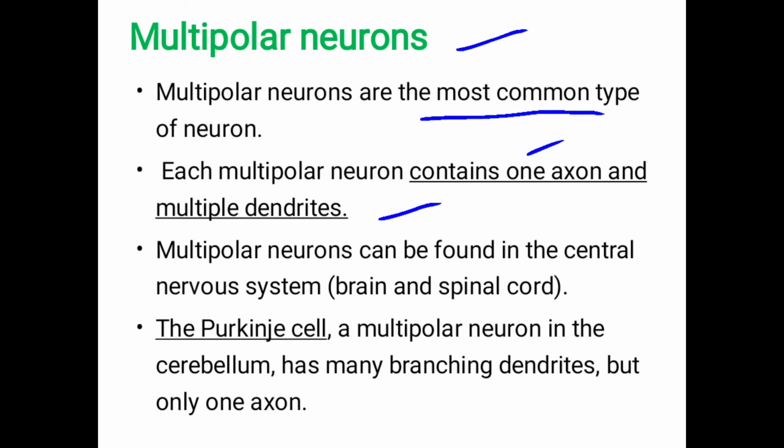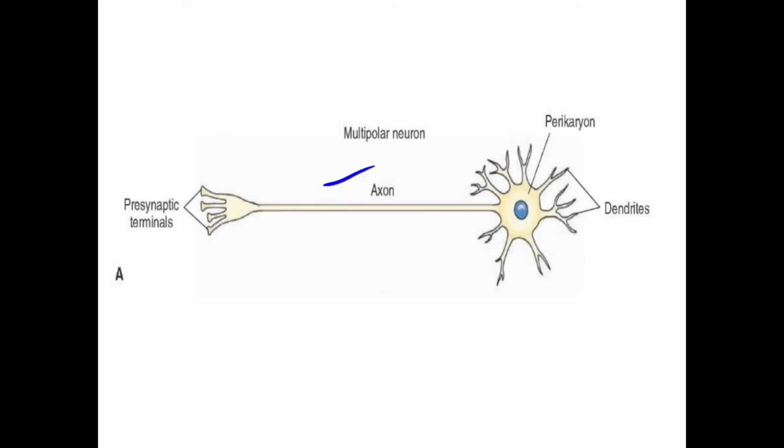An example of the multipolar neuron is the Purkinje cells. The Purkinje cells are present in the cerebellum, which has many branching dendrites and only one axon. Multipolar neurons can be found in the nervous system. That means multipolar neurons are common in the brain and spinal cord.